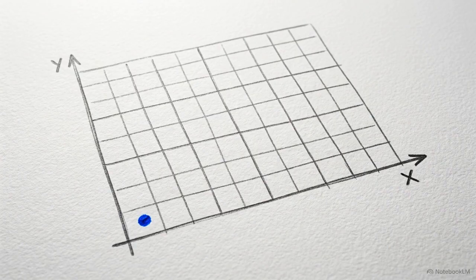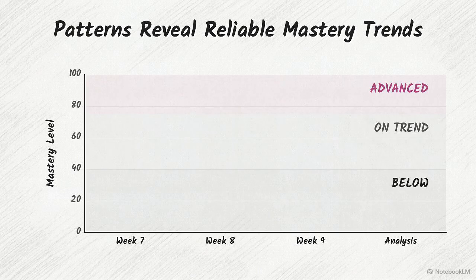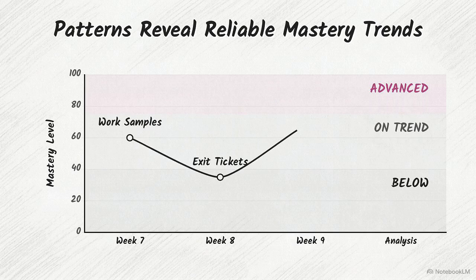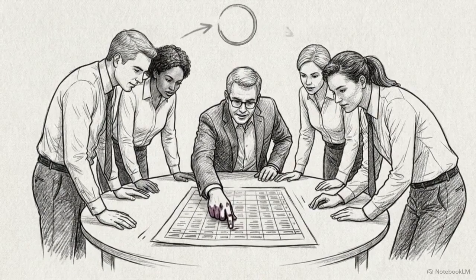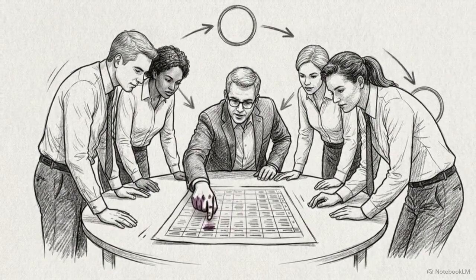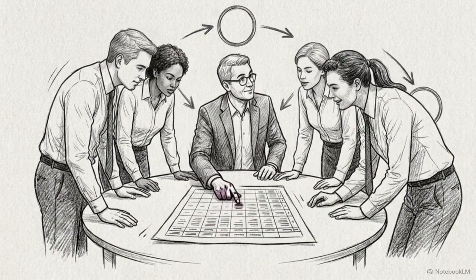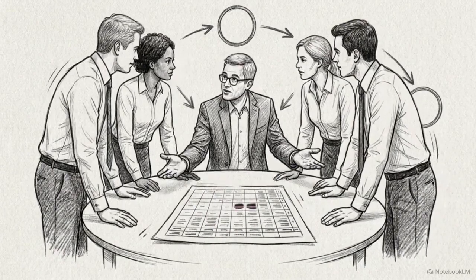A single assessment score does not provide enough data to accurately classify a student's long-term capability. Instead, teachers look for patterns across multiple data points, including work samples, exit tickets, and formative checks, to identify a reliable trend. Leadership facilitates this by running calibration simulations, where teams must defend their placement decisions using actual student evidence.